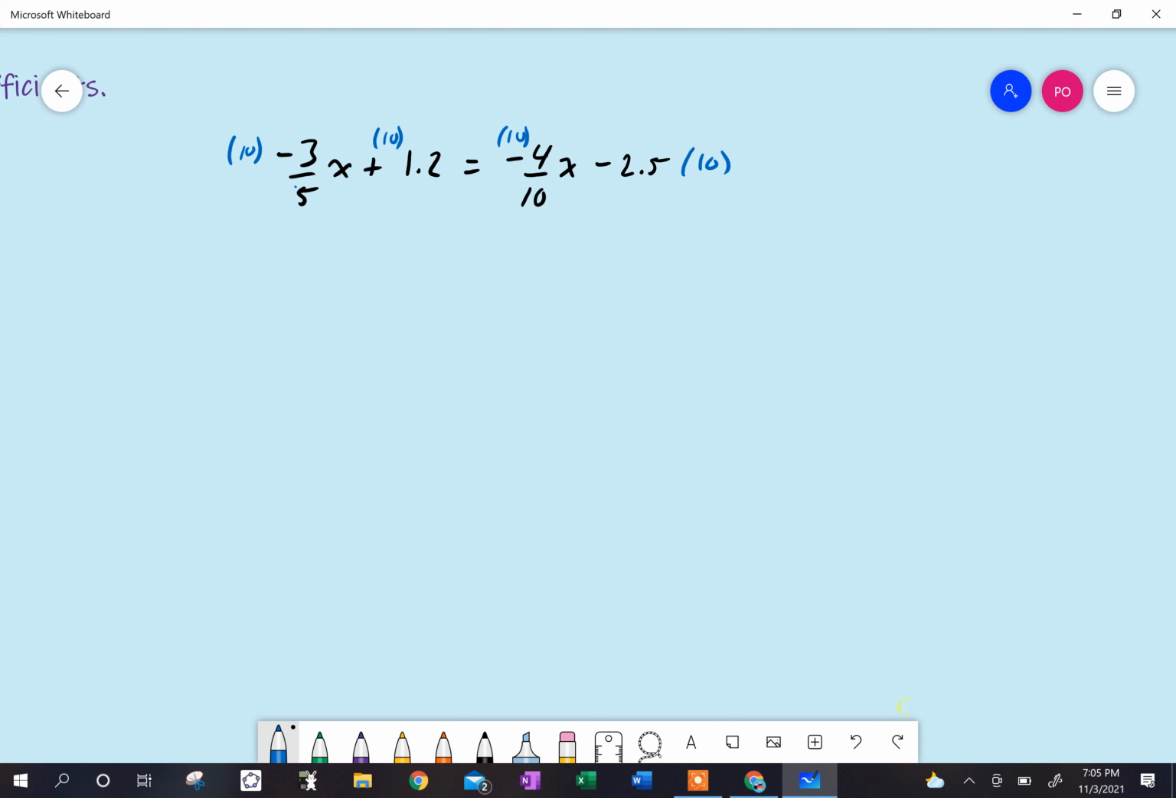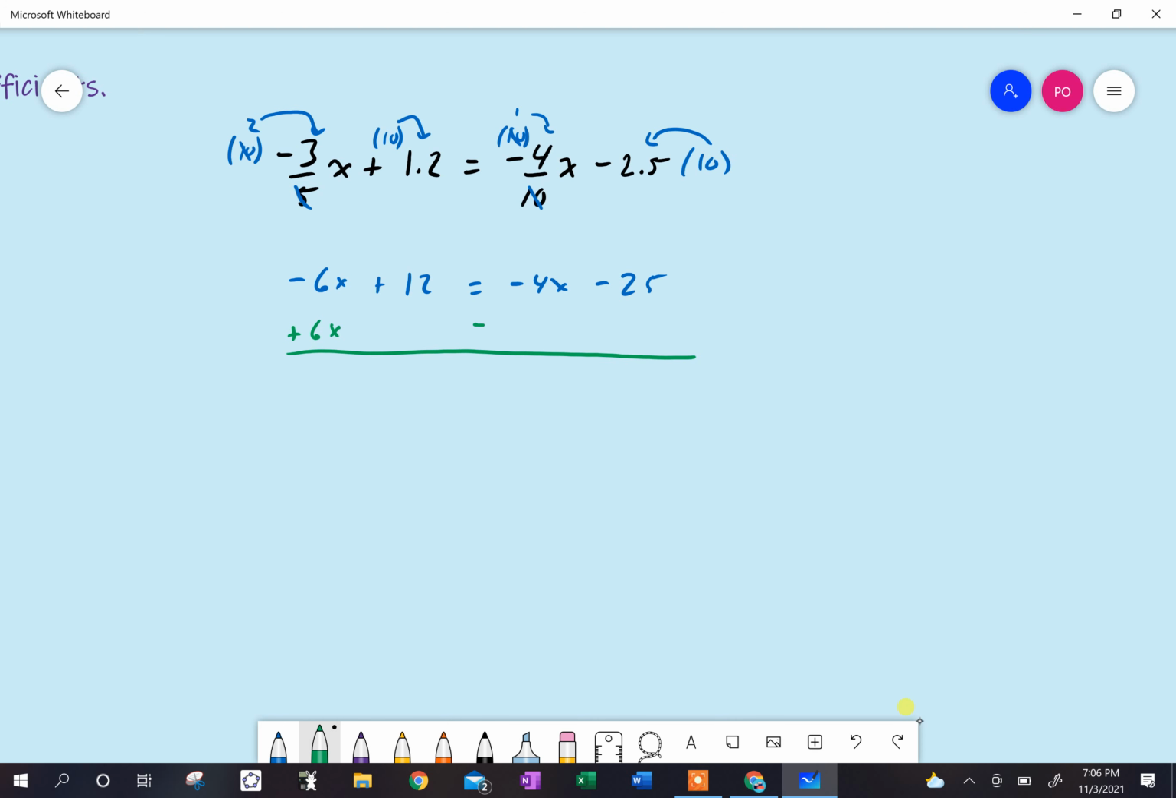And I'll do this. 5 goes into 10 twice. So I get 2 times negative 3x, which is negative 6x. 10 times 1.2 is 12. Equal to, 10 goes into 10 once. So I get 1 times negative 4x, which is negative 4x. And then 10 times the negative 2.5 is going to be a negative 25. And from here, I'm going to add the opposite of my smallest variable term. We get 12 equals 2x minus 25.